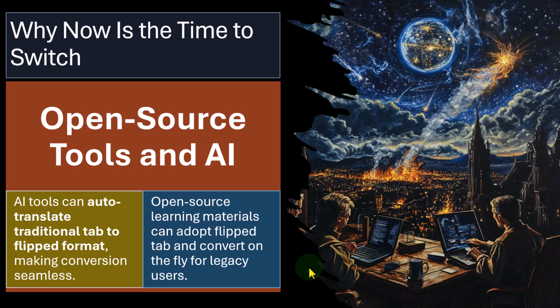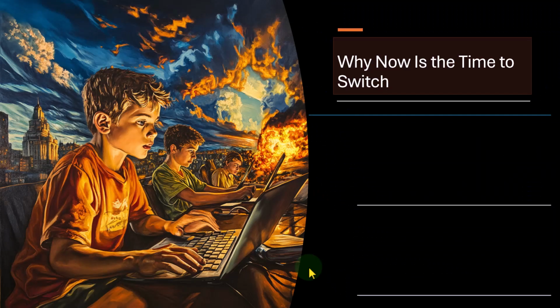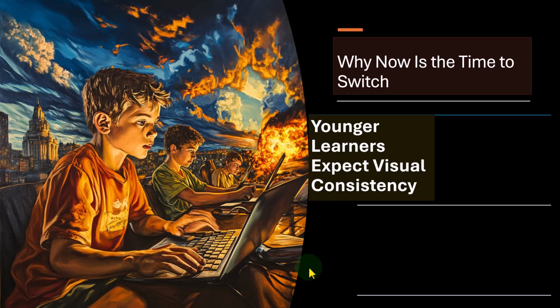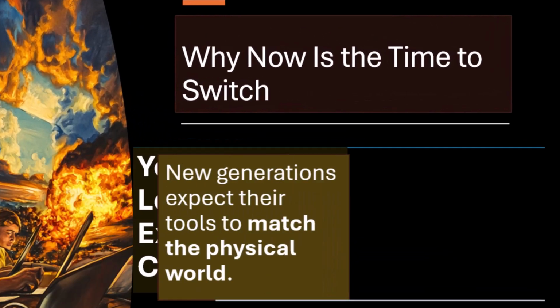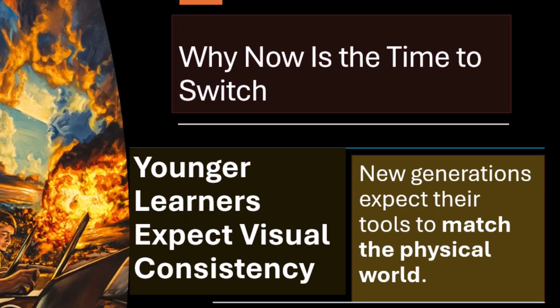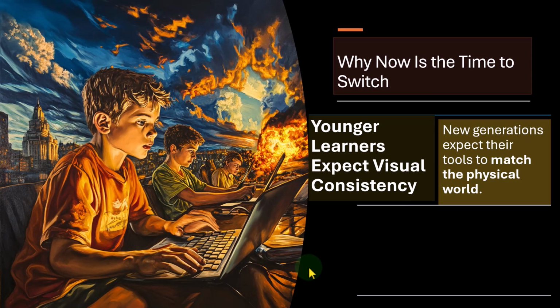So open source learning materials can adopt flipped tab and convert on the fly for legacy users. Also, younger learners expect visual consistency. Obviously the young people these days, and again, you might say, well, the dang spoiled young people want what they want. And it's like, okay, I get it. We didn't have all the tools that young people these days have, but we also weren't doing all of our stuff online during certain crises and whatnot, and kicked out of the classroom and all this kind of stuff as well. So you've got your pros and cons to being a young person these days.